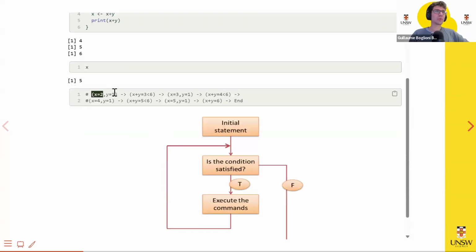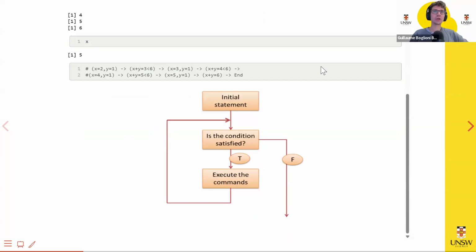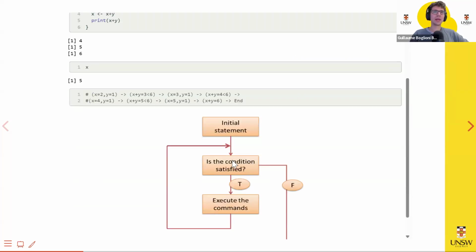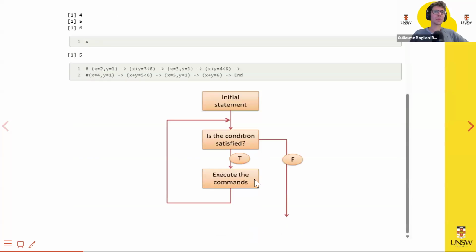Okay, now this is just a summary of each iteration of the loop, what's happening. And the chart here is, you see, a bit more complex in the sense that we start with some initial statement, initial state of the world. In this case, x is 2 and y is 1. And then if the condition is satisfied, we execute the command again. So we execute whatever is here. But eventually, if the condition is not satisfied, so we go here false, and we exit the loop.